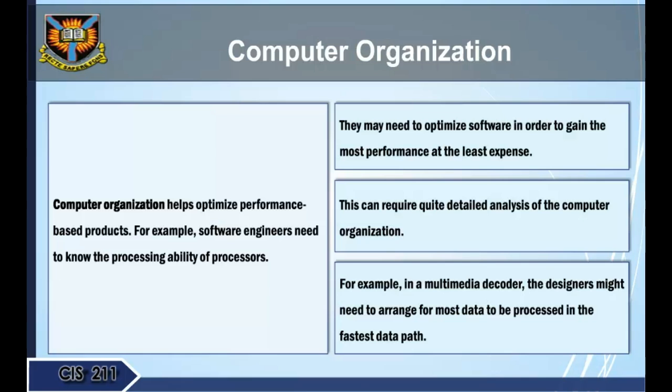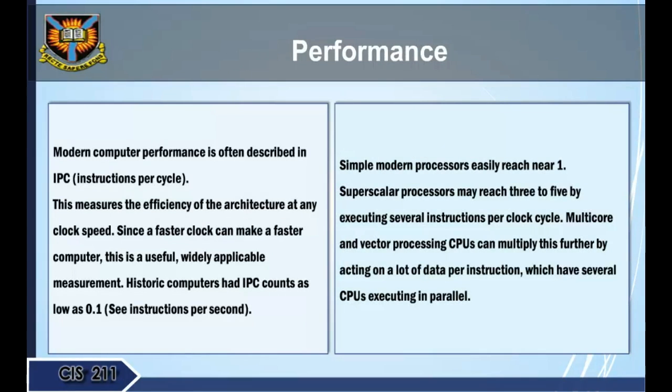fastest data path. Performance. Modern computer performance is often described in IPC, instructions per cycle. This measures the efficiency of the architecture at any clock speed. Since a faster clock can make a faster computer, this is a useful, widely applicable measurement. Historic computers had IPC counts as low as 0.1 instructions per cycle. Simple modern processors easily reach near 1. Superscalar processors may reach 3 to 5 by executing several instructions per clock cycle.